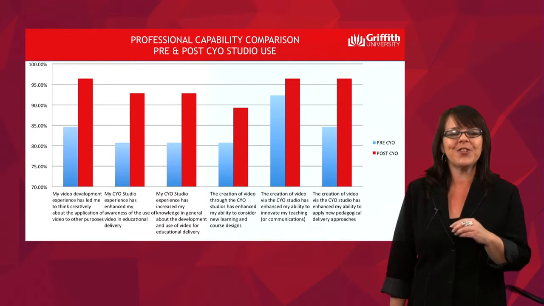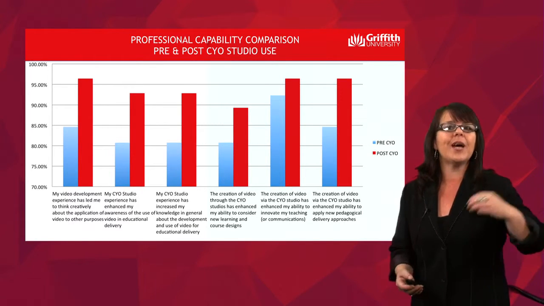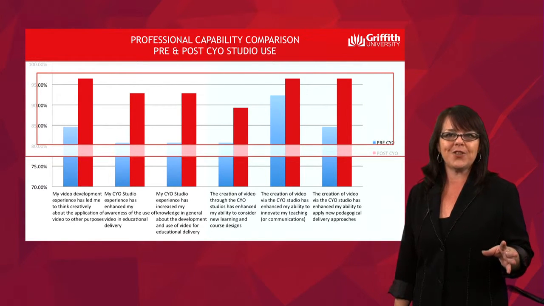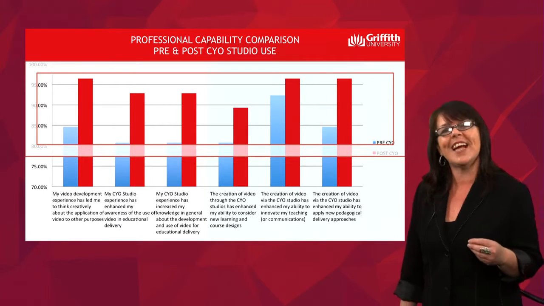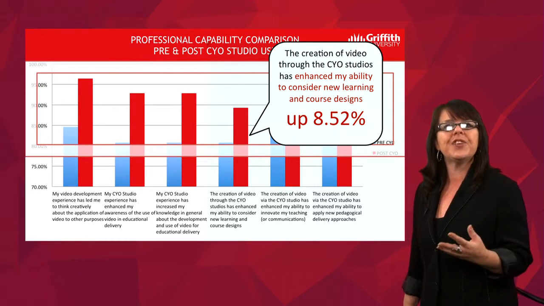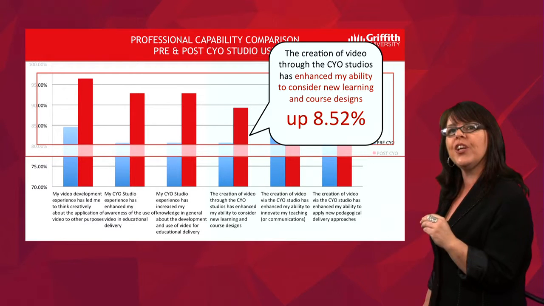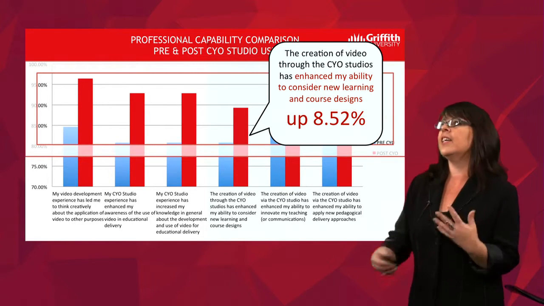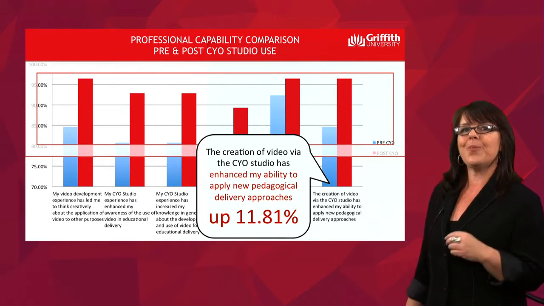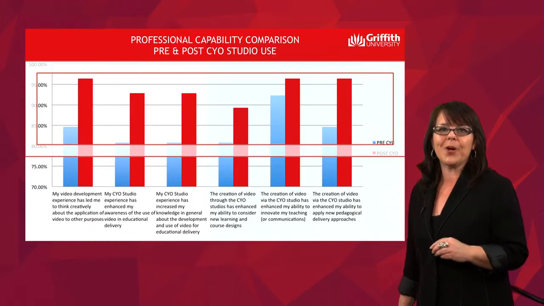Let's have a look at professional. Here we have a question set of 6 questions. Again, we ask people to look at pre and post using the CYO. Again, we see an across the board positive effect, so really, really happy about that. And what we are seeing are increases in areas like the creation of video through the CYO studios enhance my ability to consider new learning and course design. So this is about going further, thinking about how to use video and applying that in professional practice. Has enhanced my ability to apply new pedagogical delivery approaches.